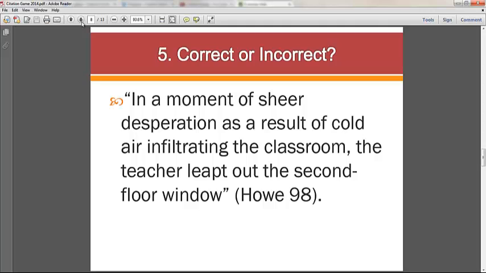Number 5. In a moment of sheer desperation, as a result of cold air infiltrating the classroom, the teacher leapt out the second-floor window. How 98.